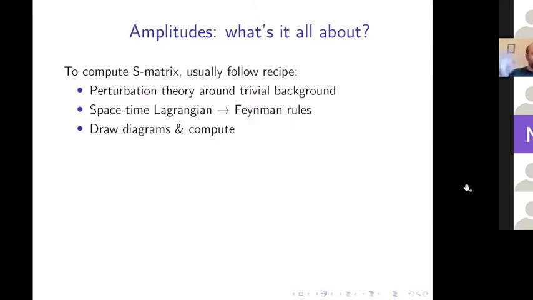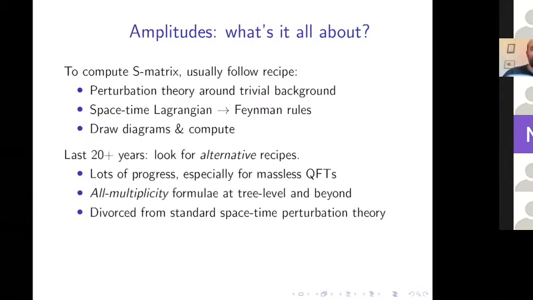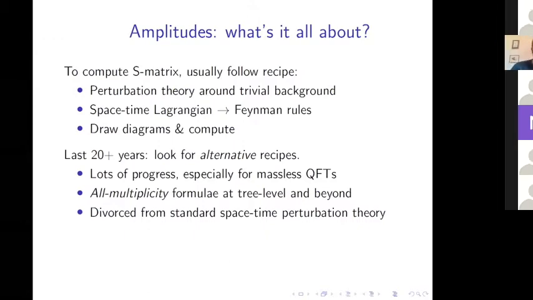I'd like to start by making some very general heuristic comments that many of you may have already heard before. The first of these is about this general program that goes under the name of amplitudes or scattering amplitudes. This is basically a program all about finding new ways to compute the S matrix, the perturbative S matrix, of various quantum field theories, but in particular massless quantum field theories like Yang-Mills theory or general relativity.